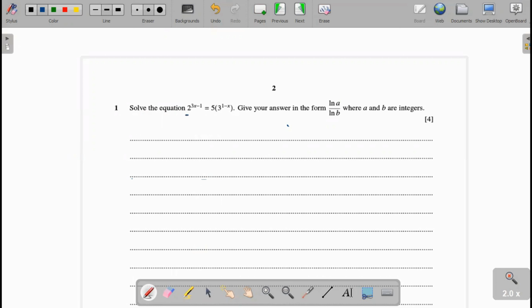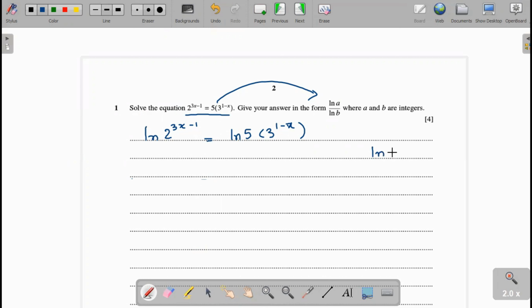Now you see here we have to convert this equation into this form. Firstly, we take the logarithm on both sides. The equation is 2^(3x-1) equal to 5 into 3^(1-x). Now I take the logarithm ln on both sides. Here we have ln 2^(3x-1), so we use the exponent logarithm rule.